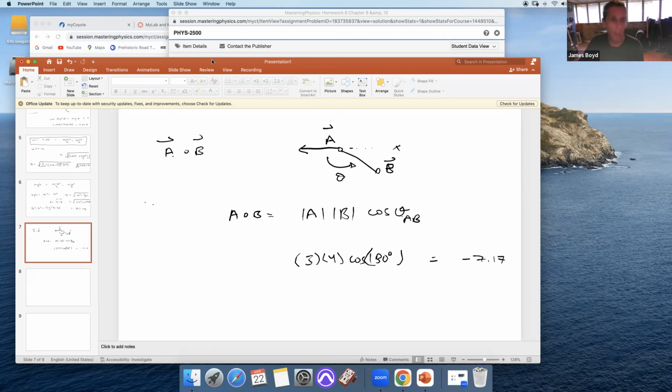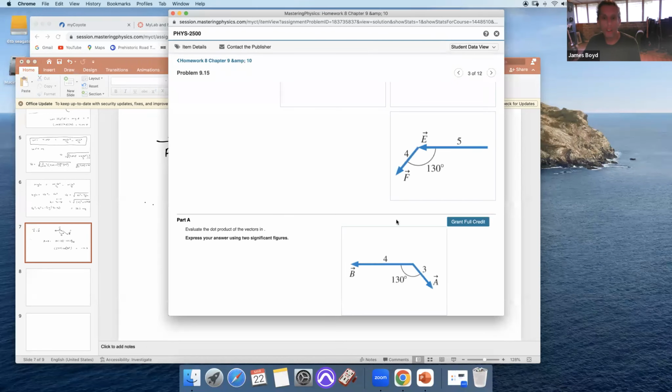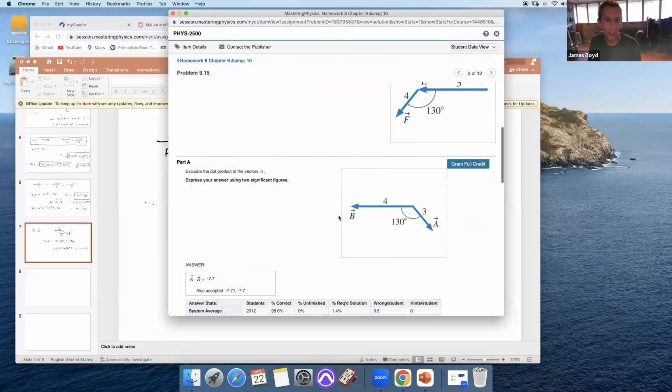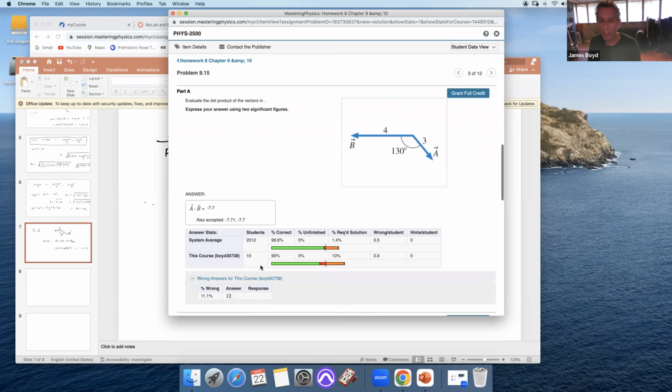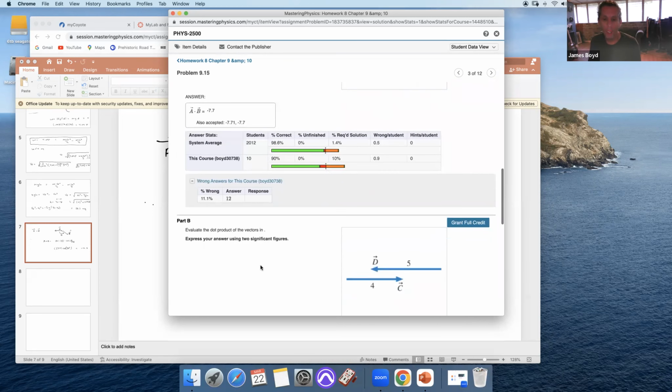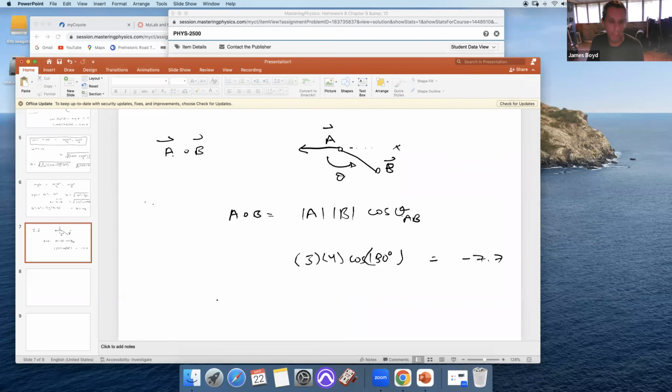I'm sorry, 7.7. I don't know how to write. I don't know what the units are. There are no units given. So negative 7.7. For this one, we need to put C and D tail to tail.